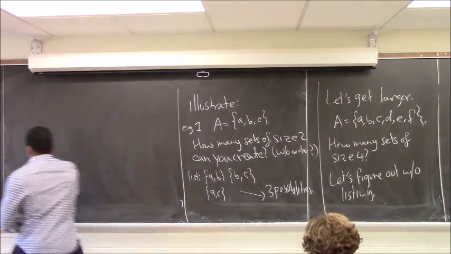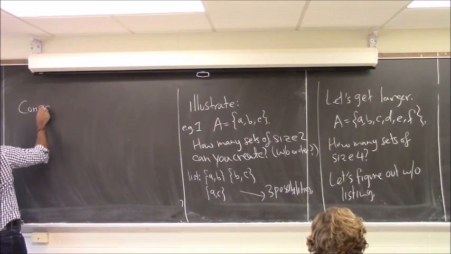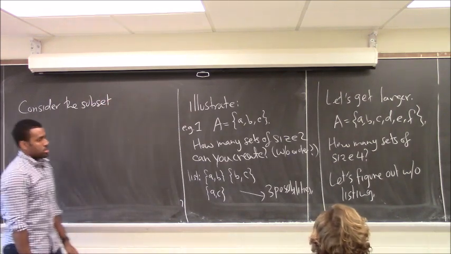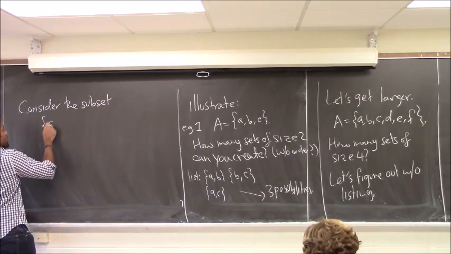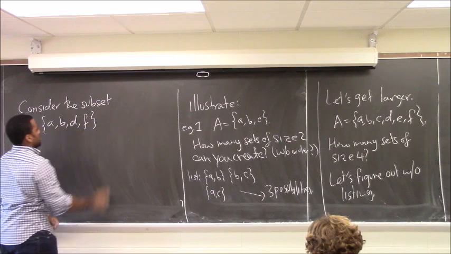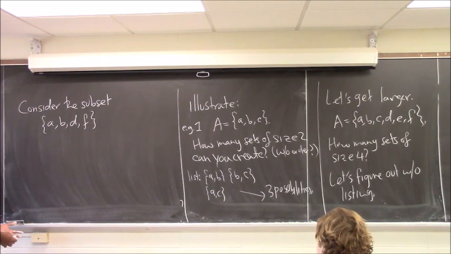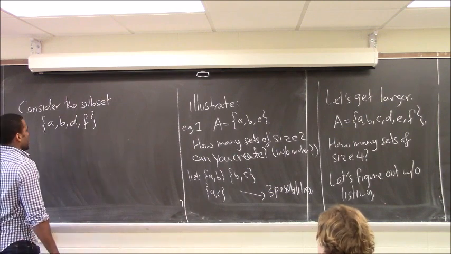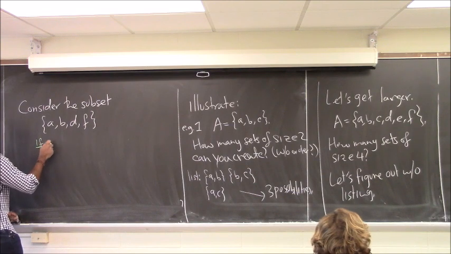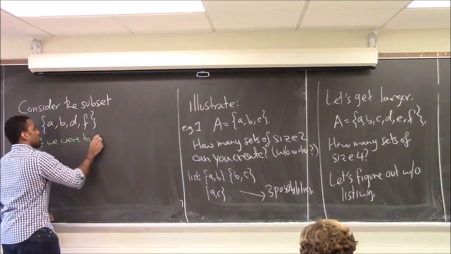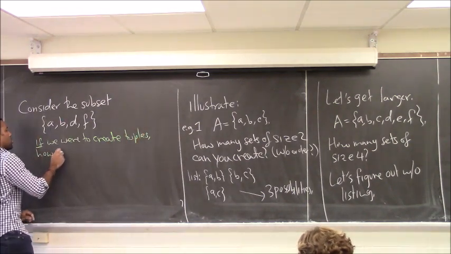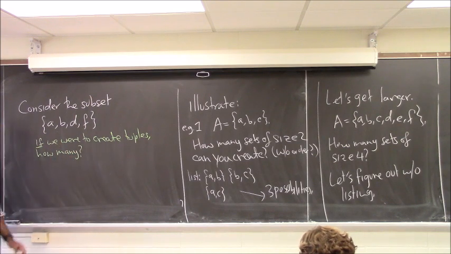Well, consider one possible subset of size 4. Let's say I take A, B, D, and F. Okay? That's one random subset, right? Now, here's how we're going to think about this. If we were to create tuples, how many would we be able to get from this set?